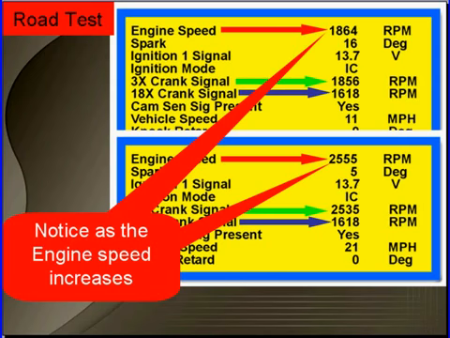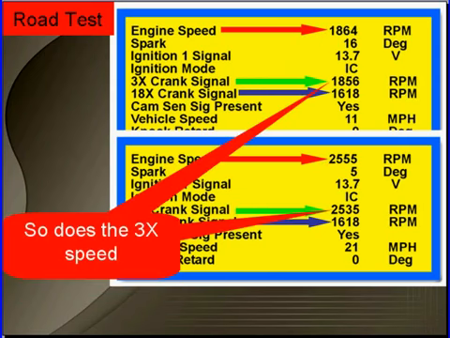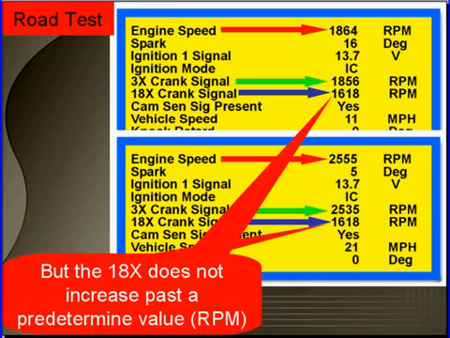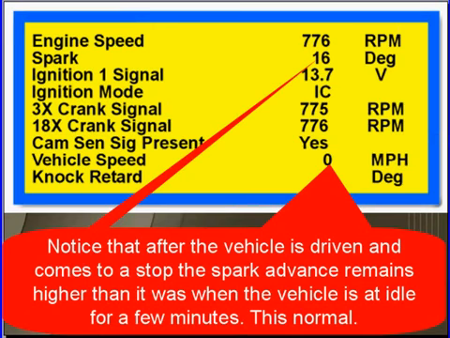Notice as the engine speed increases, so does the 3X speed, but the 18X does not increase past a predetermined RPM. It's used for low speed only. Once again, we know this from vehicle-specific information. Notice that the vehicle is driven and comes to a stop. The spark advance will remain high, and it'll be higher than it was when the vehicle was at idle for several minutes. This is normal.